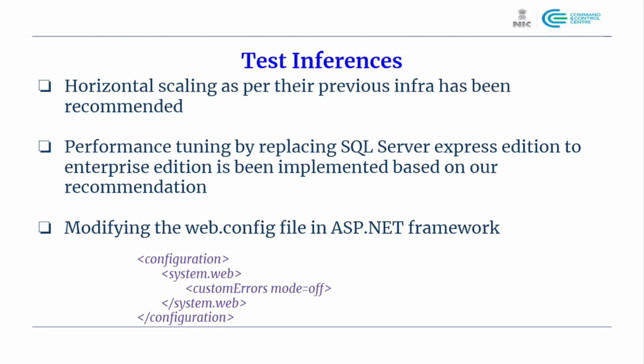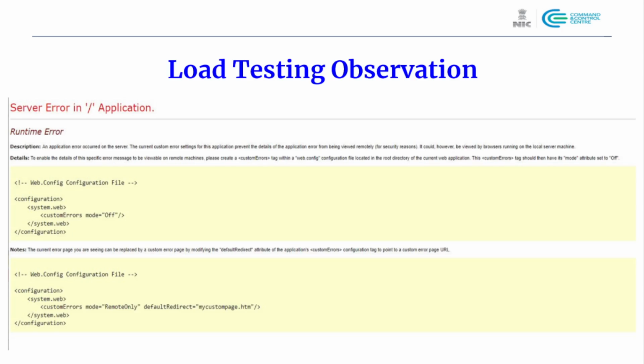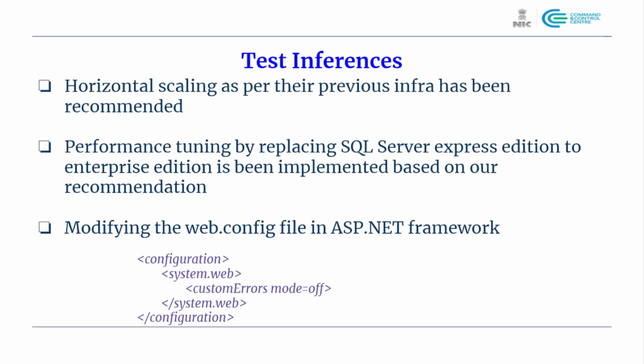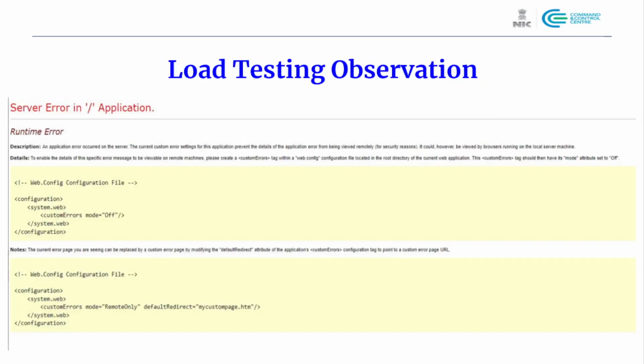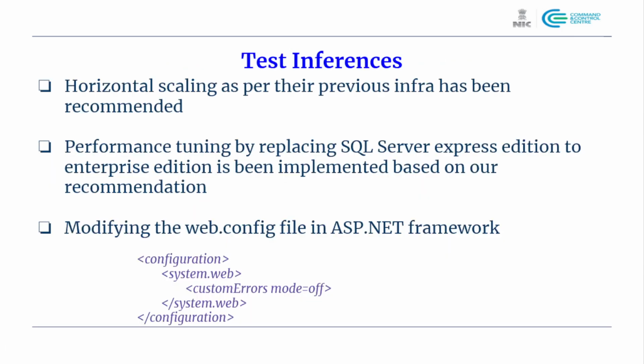And the third step, based on the page which we saw during the load test, was modifying the web.config file in the ASP.NET framework. We suggested they modify the ASP.NET framework, as indicated by this observation; in web.config, we suggested some tags to be entered and to turn the custom error mode off. Custom error mode value to off.